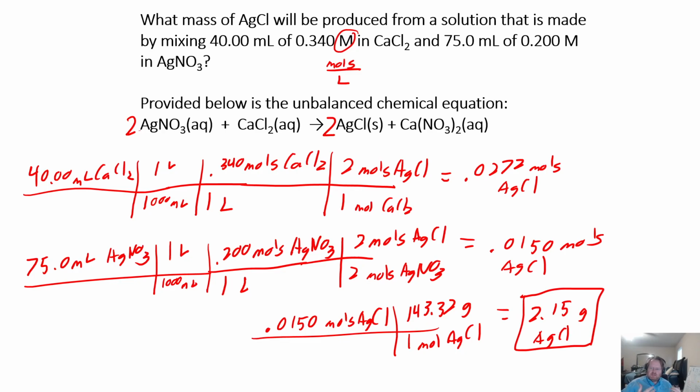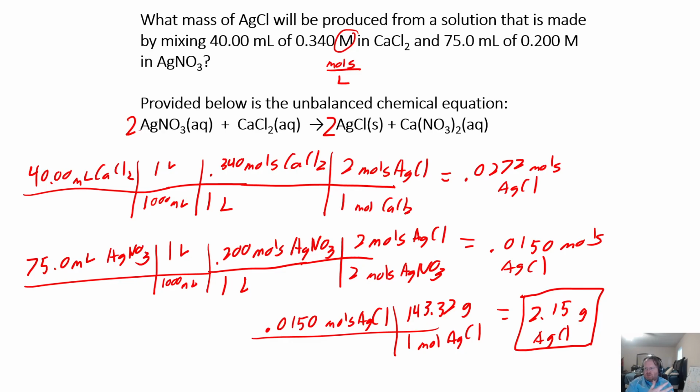So as you can see, we just have to use volume to get to moles. And then at the end, we showed you can go moles to grams. So you just use the conversion that matches the information you have. If you've got a volume and molarity, use molarity. If you've got grams and you know what the substance is, use molar mass.